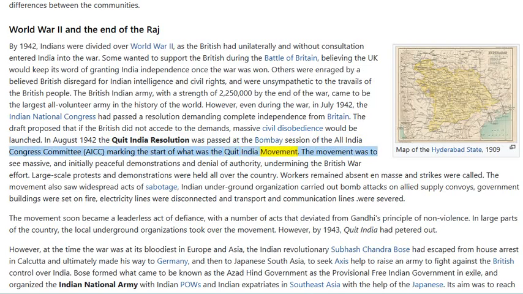Quit India Movement. The movement was to see massive and initially peaceful demonstrations and denial of authority, undermining the British war effort. Large-scale protests and demonstrations were held all over the country. Workers remained absent en masse and strikes were called. The movement also saw widespread acts of sabotage. Indian underground organizations carried out bomb attacks on Allied supply convoys. Government buildings were set on fire, electricity lines were disconnected and transport and communication lines were severed.